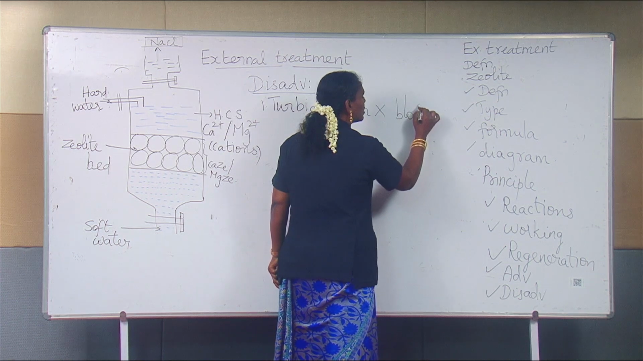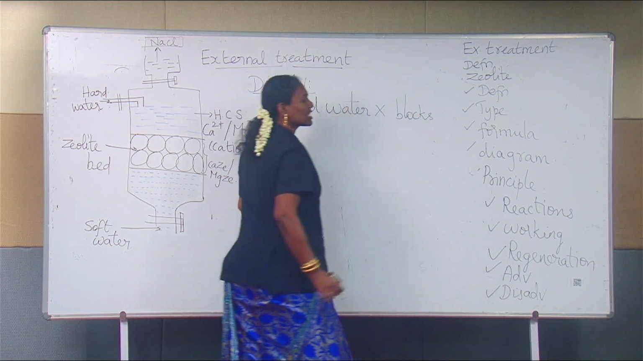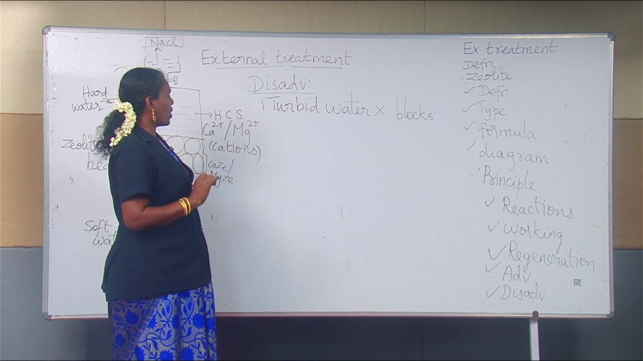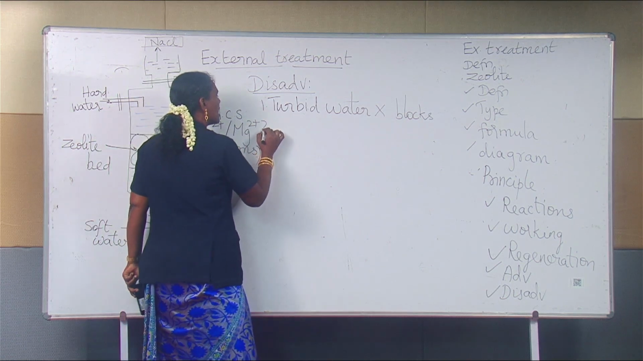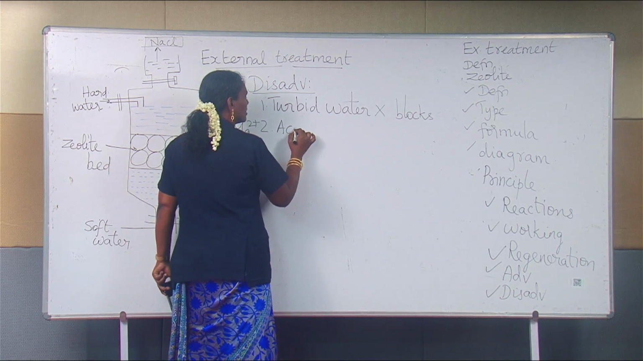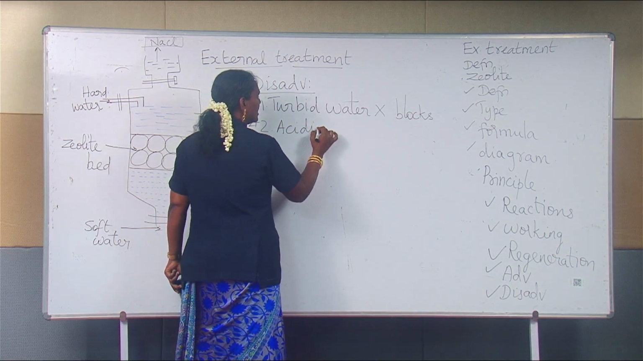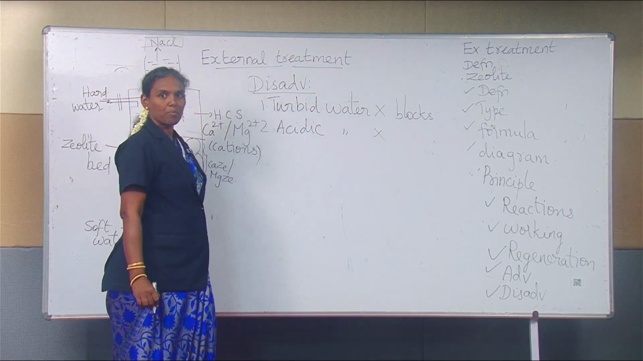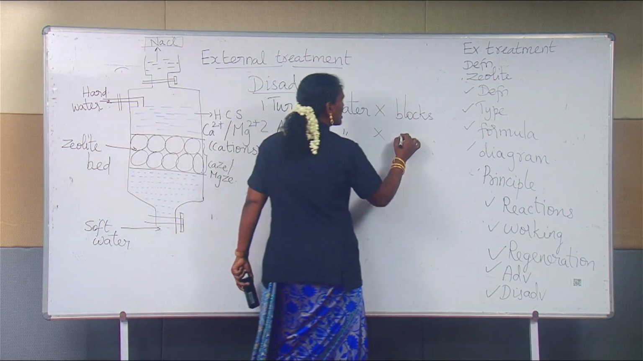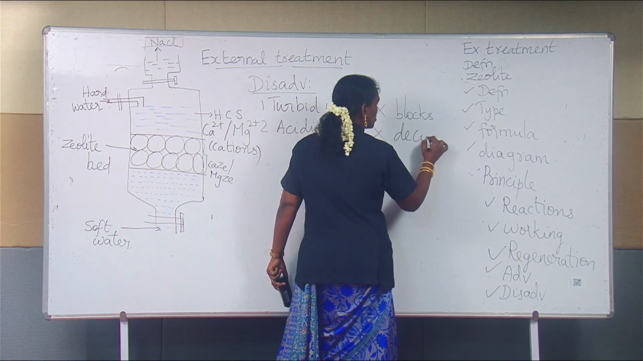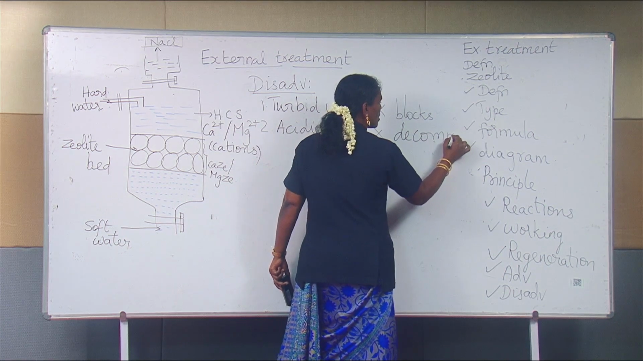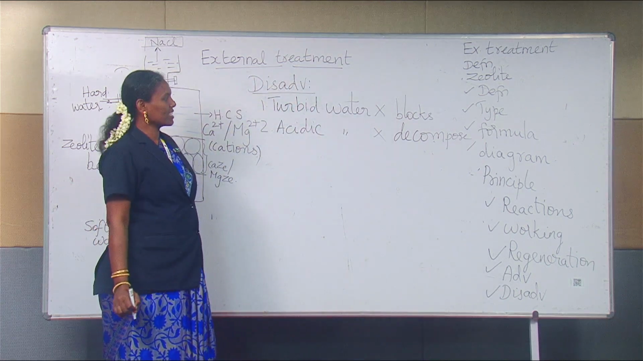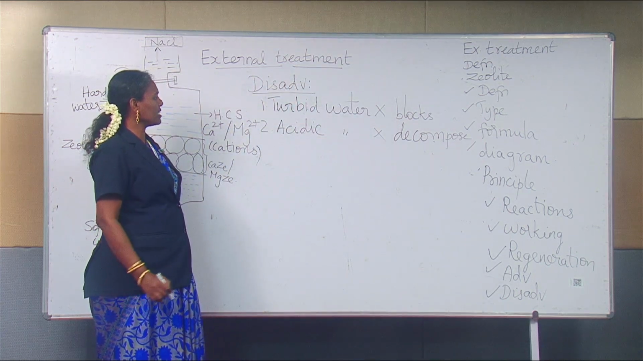What will happen if you use it? It blocks the zeolite bed. Then the second one is acidic water. Acidic water cannot be treated. What will happen? It decomposes the structure of the zeolite. So, acidic water also cannot be treated.